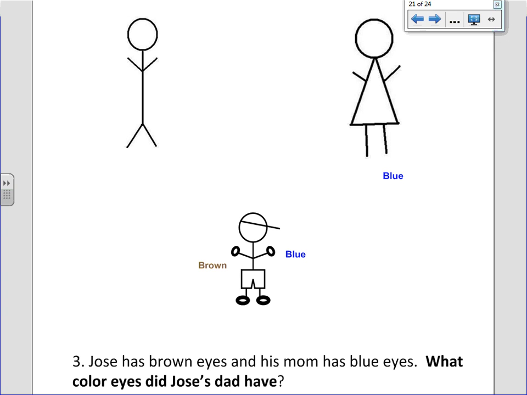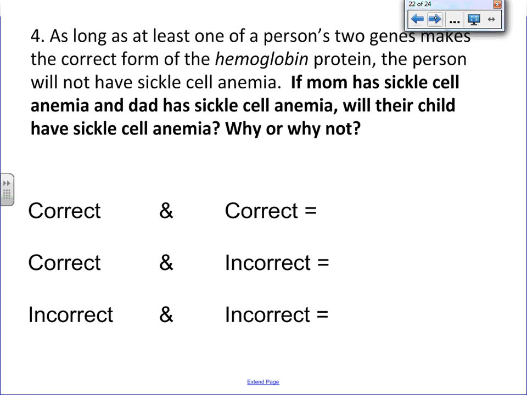Now, in order for Jose to have brown eyes, he has to have a brown-eyed gene from somewhere. The only place this could have come from was dad. Now, since one of dad's genes was brown, we know that his eye color has to be brown, because we don't need to know what the other one is, because brown is the dominant trait. All right, so in this case, Jose's dad had brown eyes. Now, that one was a little bit tricky. Let's see if we can move on to question number 4.